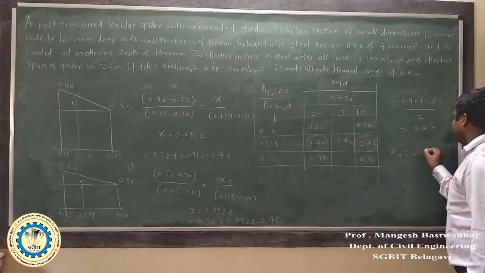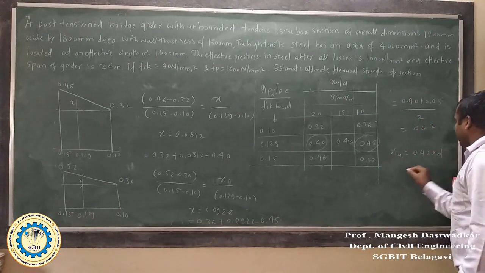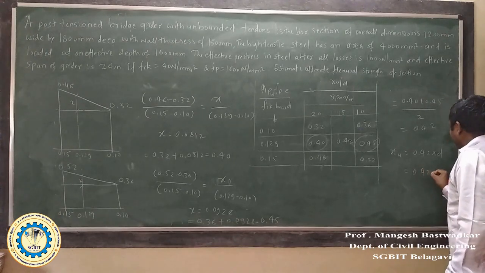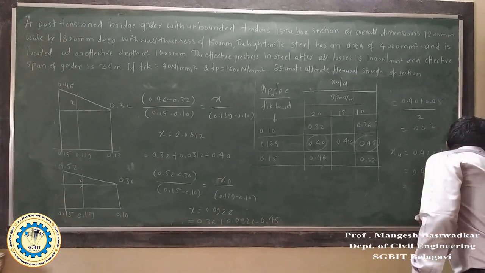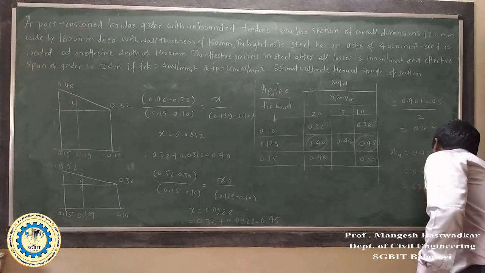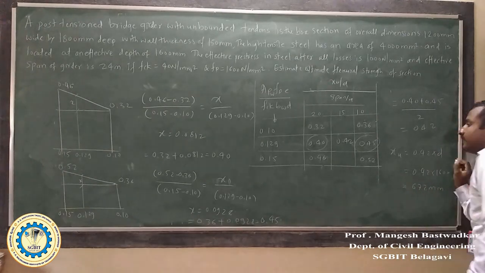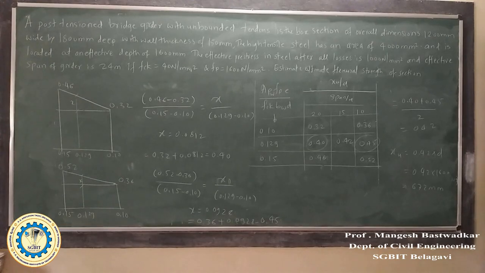Therefore, XU is equal to 0.42 into effective depth. So 0.42 times effective depth, which is 1600, we'll get XU as 672 mm.